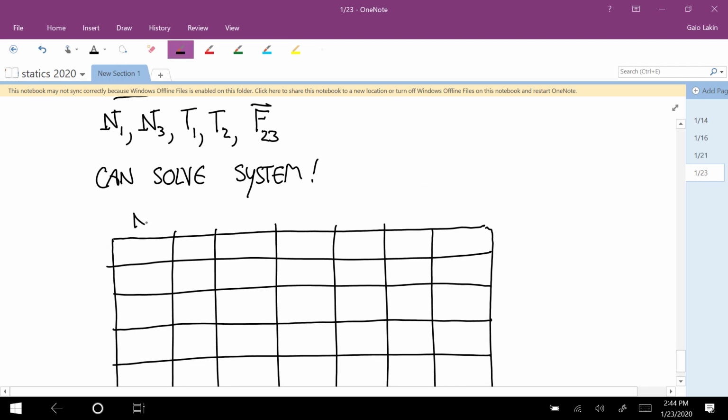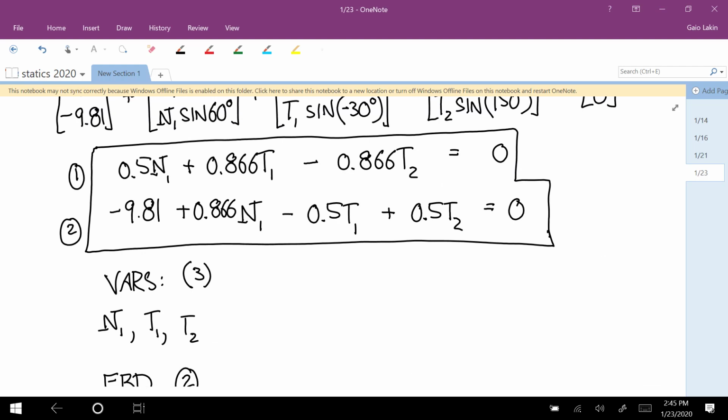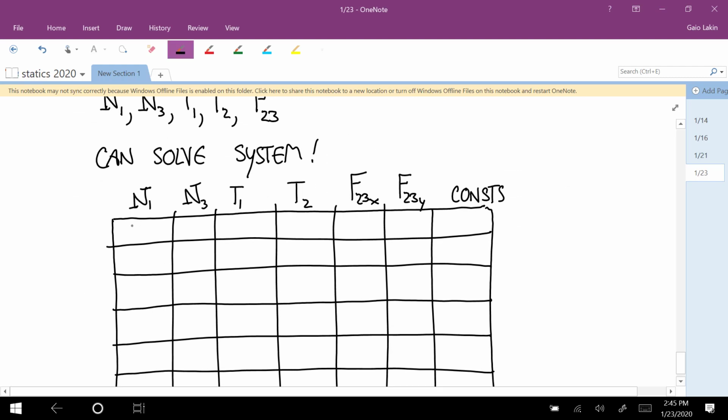So the first variable will be N1, and then N3, and then T1, T2, F23x, F23y, and the last one is the constant. And now we can go equation by equation. So equation 1, for N1, we have 0.5 of those. For T1, we have 0.866 of those, and for T2, we have negative 0.866. So 0.5 here, 0.866 here, negative 0.866 here, and everything else is zeros.